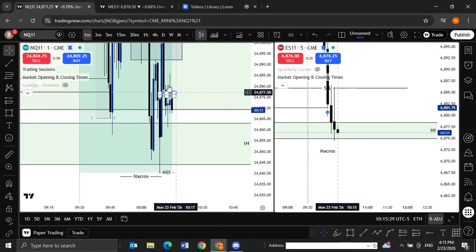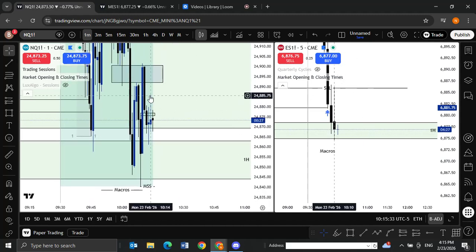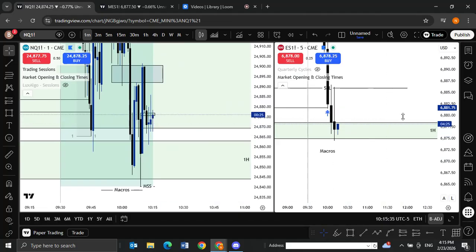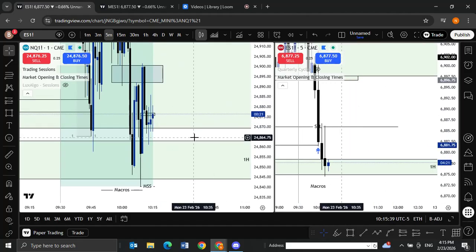Maybe. Honestly, I just want to see displacement. As soon as I see displacement, I'm just entering with the stop loss behind this low, behind this high, I mean. Honestly, that's it. That's all I need now.